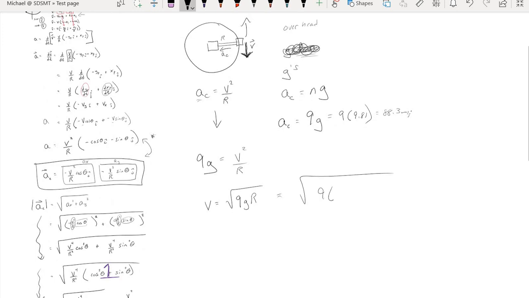So we have 9 times g, which we already calculated up there, times the radius. All that needs to go into our calculator. And then we'll take a square root, and we get a speed of approximately 29.7 meters per second.